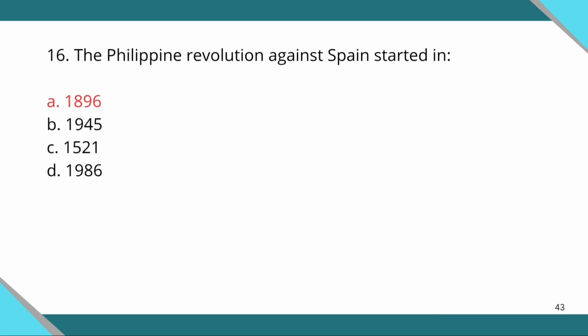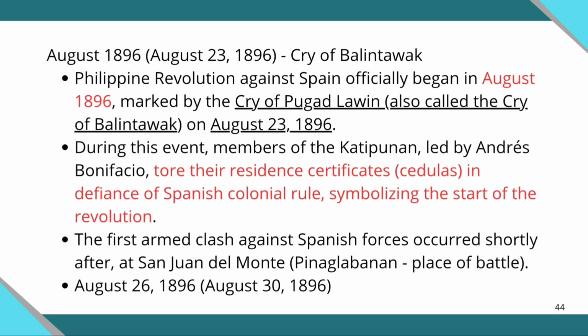The Philippine Revolution against Spain officially began in August 1896, marked by the Cry of Pugad Lawin, also called the Cry of Balintawak, on August 23, 1896. During this event, members of the Katipunan, led by Andres Bonifacio, tore their residence certificates or cédulas in defiance of Spanish colonial rule, symbolizing the start of the revolution.